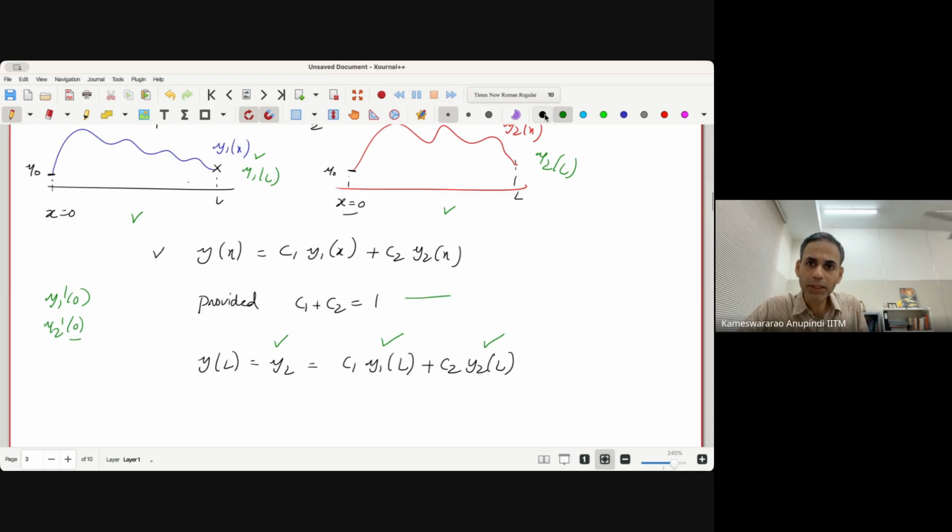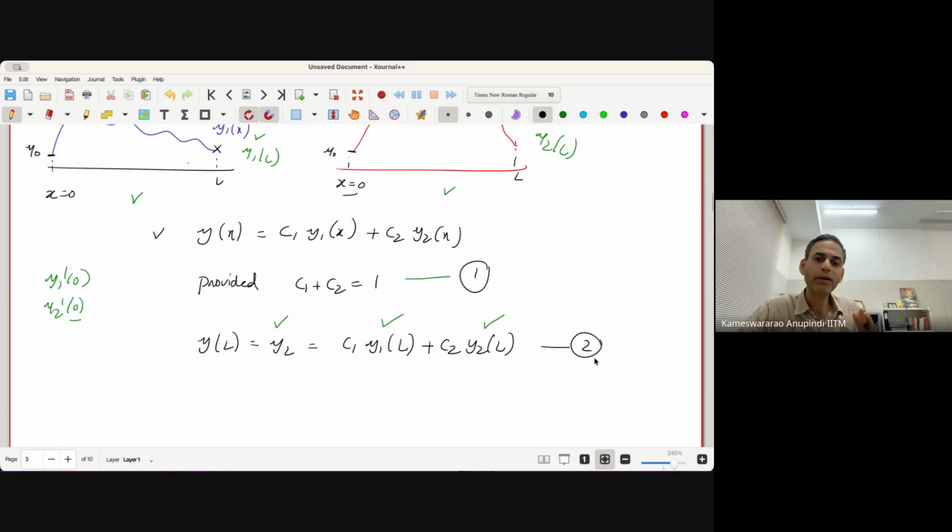But then what you see is that now for C1, C2, I have one equation here. This is the second equation. So I have now two equations and two unknowns. I can solve for C1 and C2. That means I'm going to basically solve for C1 and C2 from these two equations, in which I'm actually enforcing the other boundary condition that is given to me, that is y at x equal to 0, I'm enforcing here to obtain what is C1, C2, the relation between C1, C2.